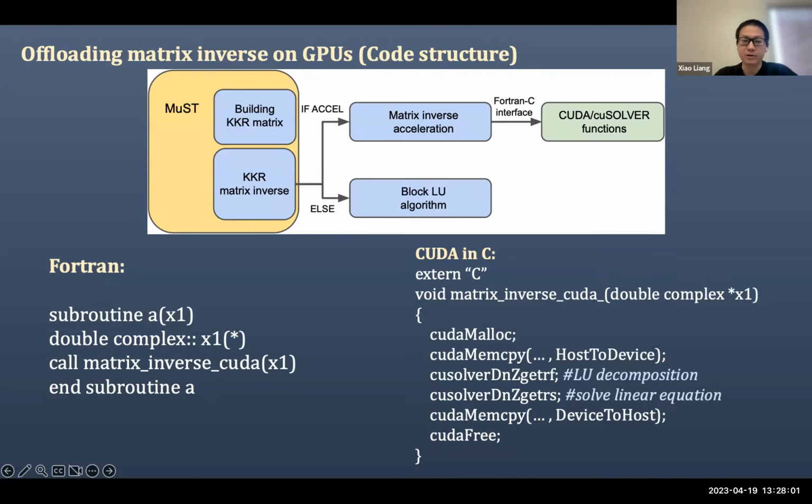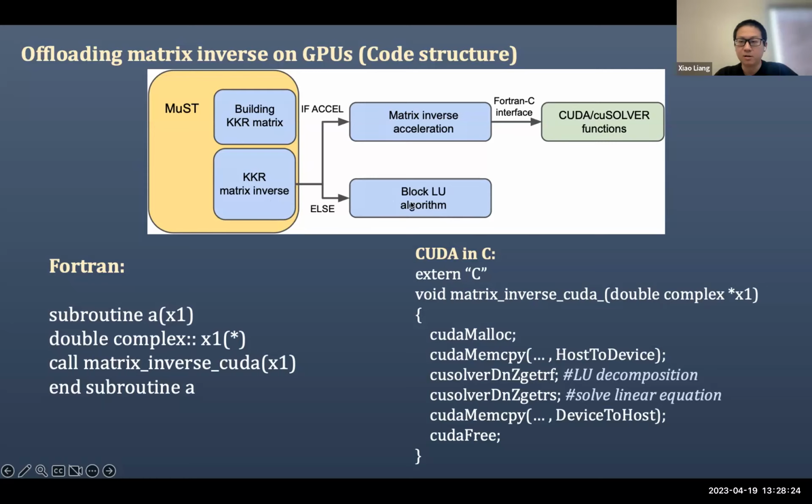To make the data transfer manageable, we call the CUDA functions in a separate C written program, and we use the Fortran-C interface to call the C program as a Fortran subroutine. As denoted in this slide, when we need to inverse the KKR matrix, after the KKR matrix is built, we determine where the matrix inverse is performed.